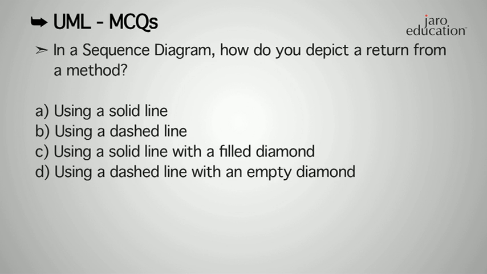Option A, using a solid line. B, using a dashed line. C, using a solid line with a filled diamond. And D, using a dashed line with an empty diamond. The answer is B, using a dashed line. You use a dashed line to indicate it is returning a value; if it's a dashed line, it means it's a return value. If it's a method call, it's a solid line. There is no empty diamond or any kind of diamond used in a sequence diagram.